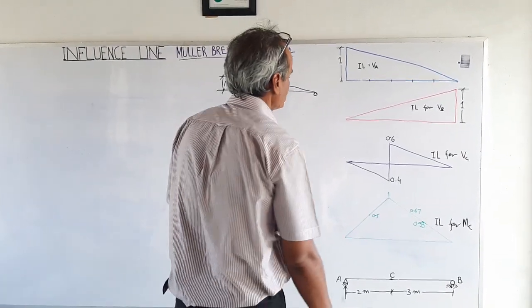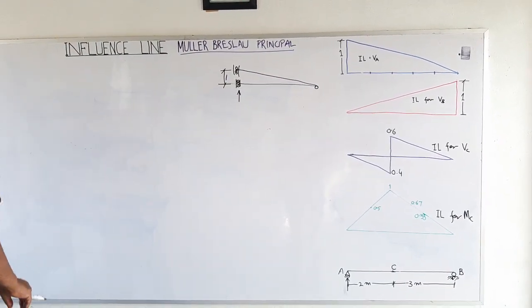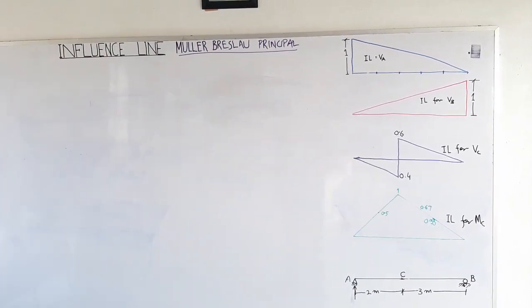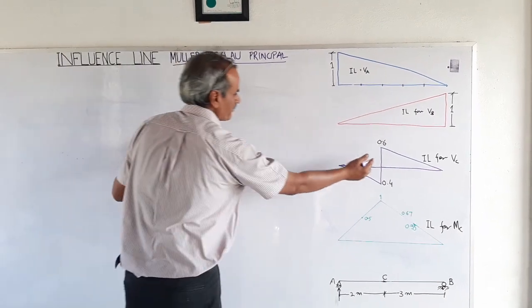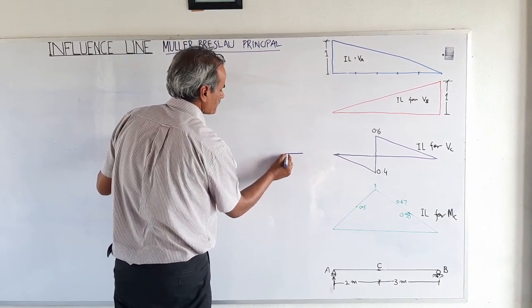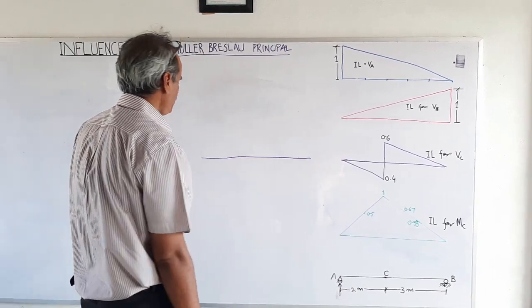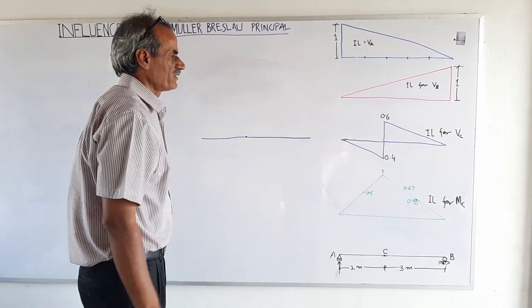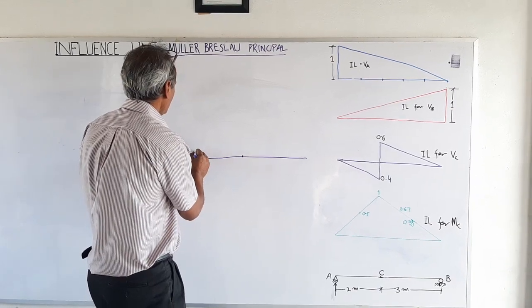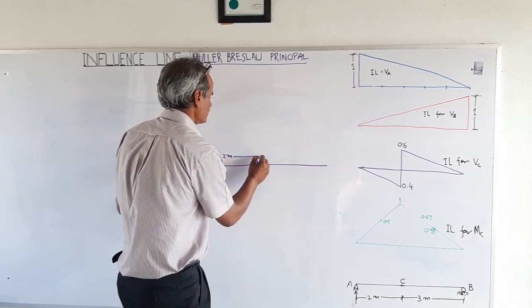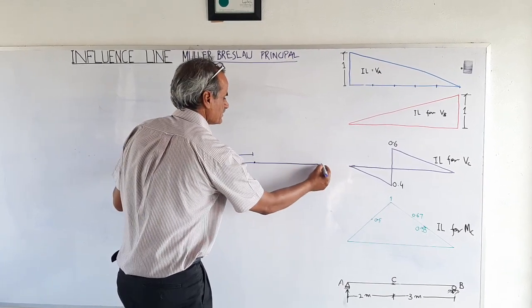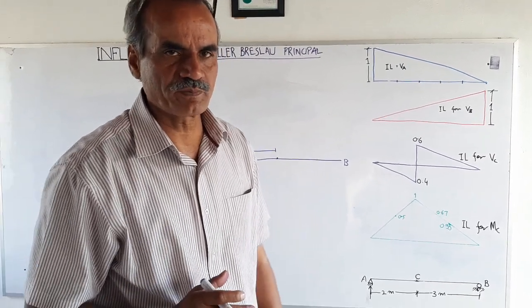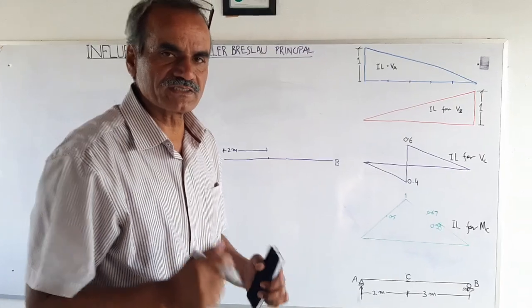Similarly, applying the same principle for the shear force, you need to understand that we draw an equal beam over here, that this is the beam AB, and we are required to find the influence line at C, which is 2 meters from support A, and this is support B. Now, according to the Muller-Breslau principle, for shear, what is the function of the shear?